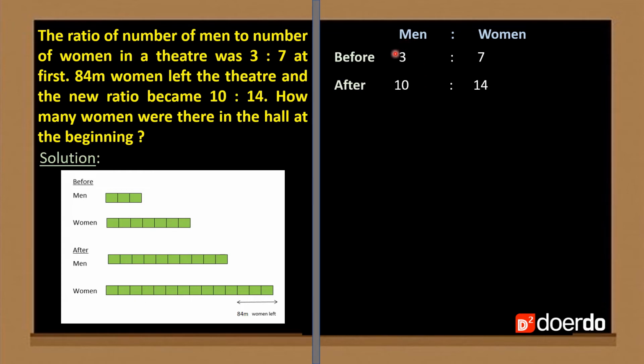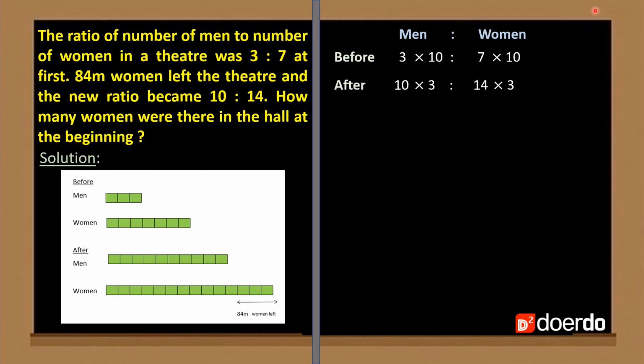We can equalize these two ratios by multiplying the unchanged value, that is, the units of men of the second ratio with the first ratio, and also by multiplying the units of men of the first ratio to the second ratio. So by multiplying 10 to the first ratio we get 3 into 10 is to 7 into 10. Next, we multiply 3 to the second ratio, we get 10 into 3 is to 14 into 3.